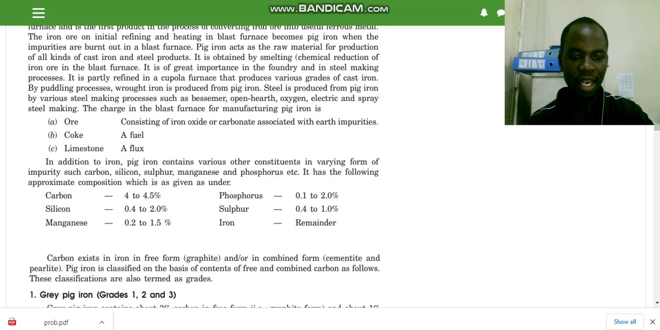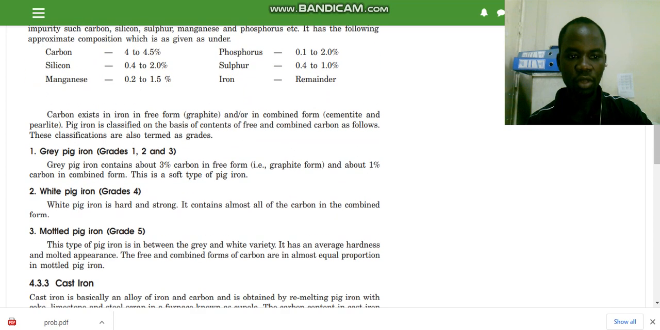Carbon exists in iron in free form, which is called graphite, and in combined form, which is called cementite or pearlite. So pig iron is classified on the basis of the contents of free and combined carbon as follows. According to the grades, we have gray pig iron. It is gray in color and contains about 3% carbon in free form and 1% carbon in combined form. This is a soft type of pig iron, and the grades vary from 1, 2, and 3.